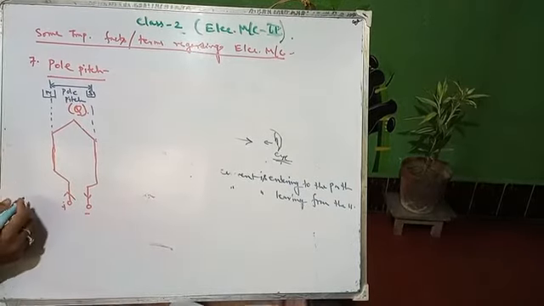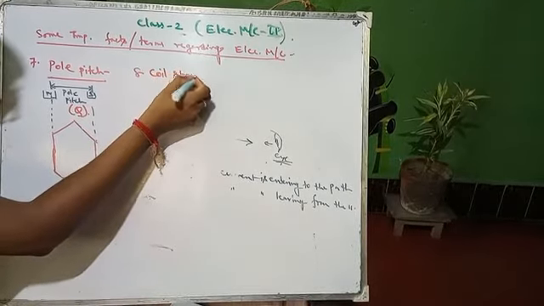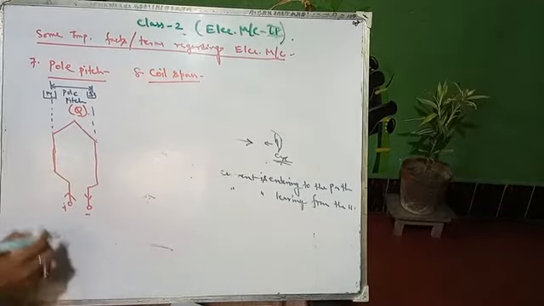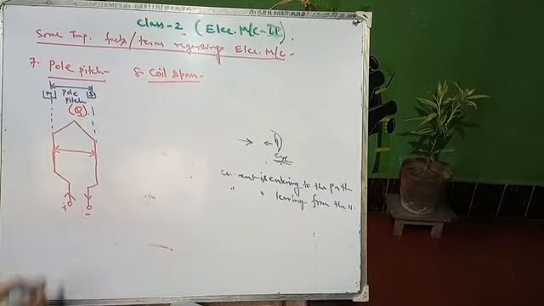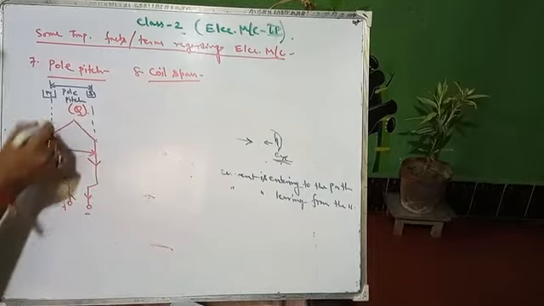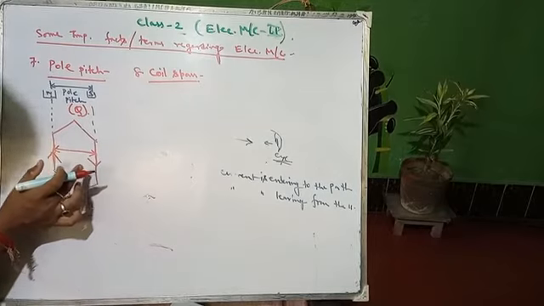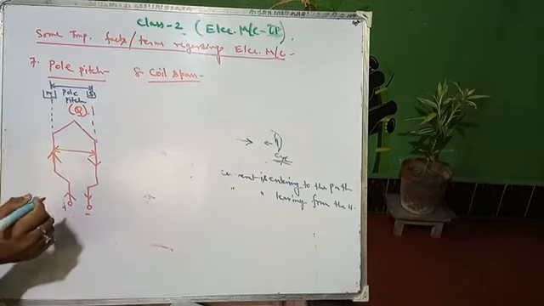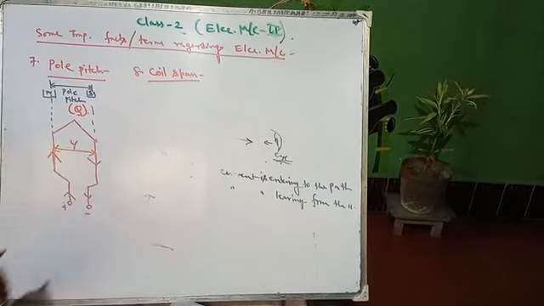Next, eight: coil span, or you can also say coil pitch. What is coil span? Coil span is the distance between the two sides of a coil, where current is entering on one and leaving on the other. This distance is called the coil span, and it can be expressed as y.